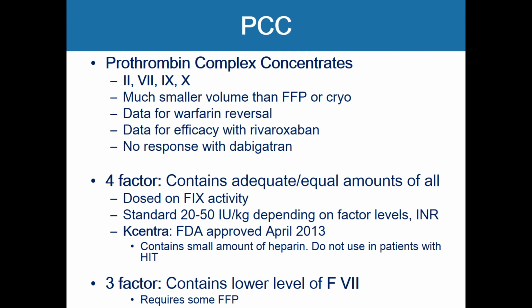The 4-factor prothrombin complex concentrate contains adequate or equal amounts of all of the factors 2, 7, 9, and 10, as well as protein S and protein C. It is dosed based on factor 9 activity, and the package insert has a nice table for warfarin reversal and the use of variable dosing depending on what the PT-INR is. The standard dosing is usually somewhere between 20 to 50 international units per kilogram.